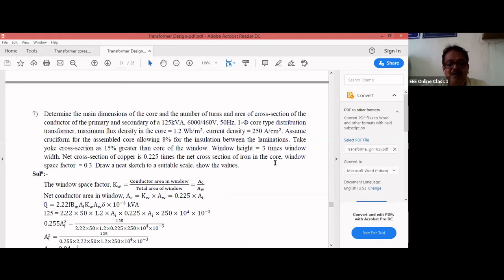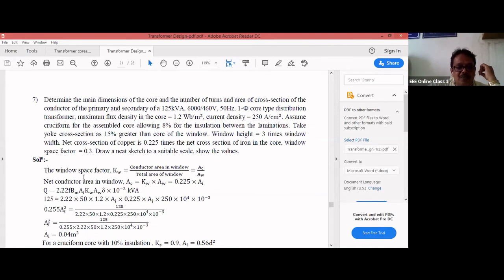This is an important problem and a little bit lengthy. We'll go one by one. First condition. See here how to go about the problem. The net cross section of the copper means the copper area in the window, which is 0.22 times the net cross section area of the core.